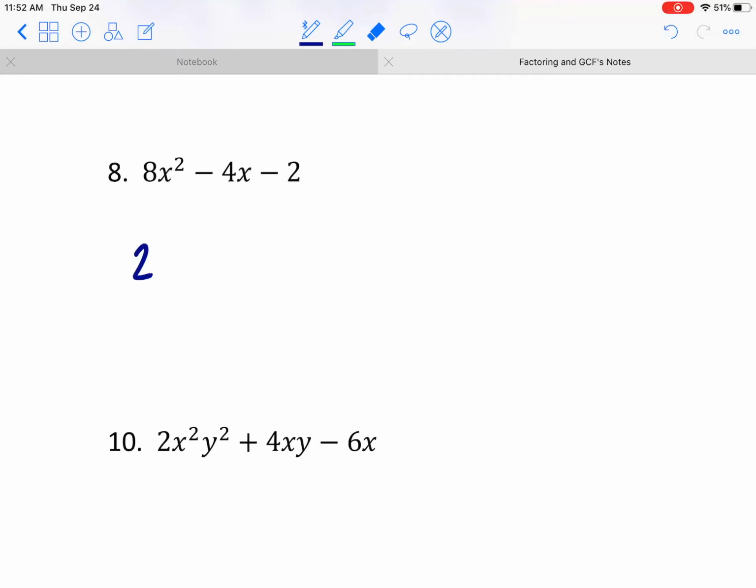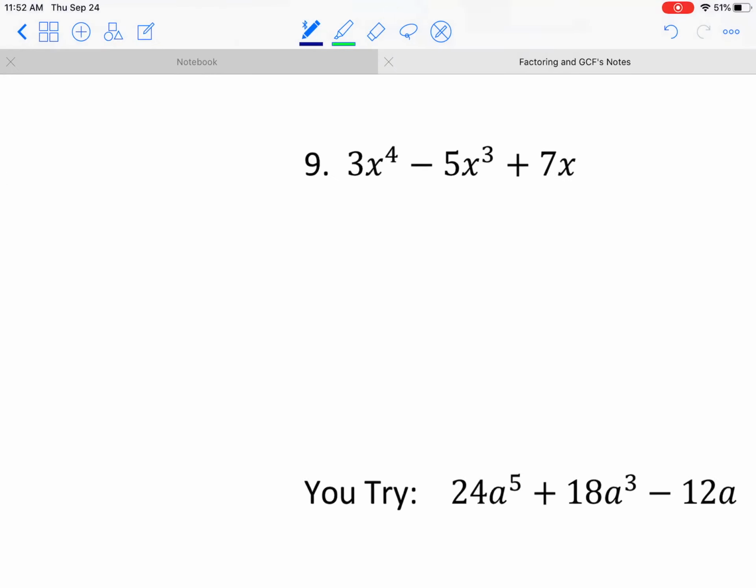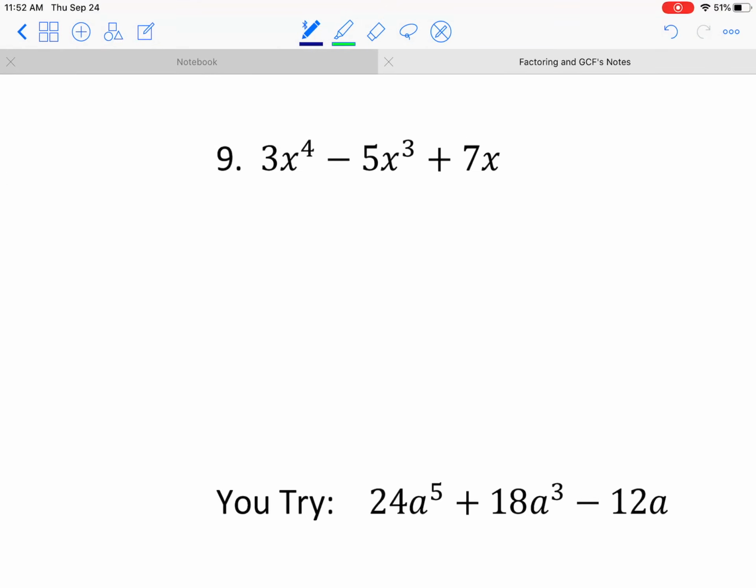So since there's no x's with the third term, I cannot factor x's out of all of those terms. They don't all have x's in common. So sometimes our GCF is just a number, like 2. So if I just divide each of these terms by 2, then I'll have left 4x squared minus 2x, and then minus 1. And there it is. Not so bad.